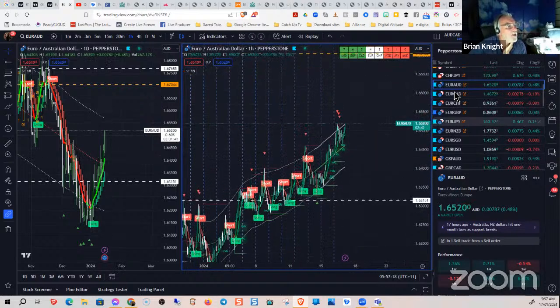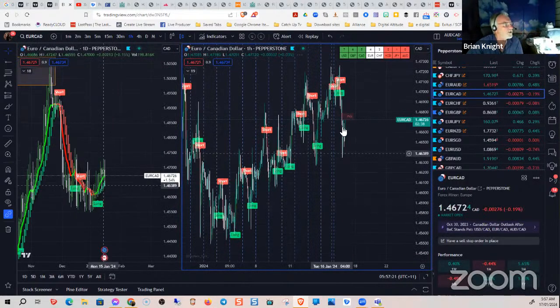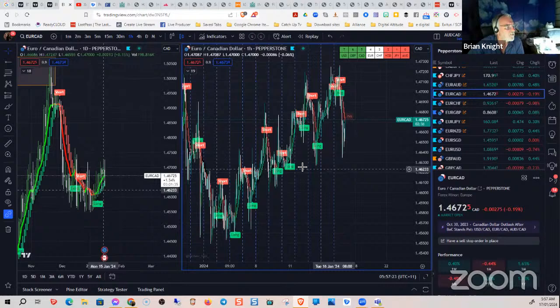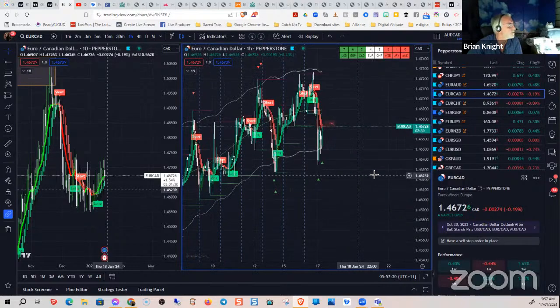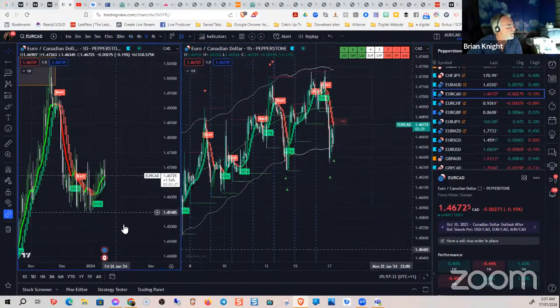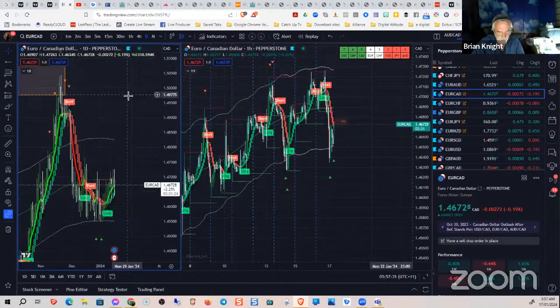We'll see. Euro CAD, has that pulled back? Yeah, it did. So obviously the CAD has strengthened. It didn't break structure down here. It might be a good time to get in. Yeah, good time for the buy on this one. Look, we got the long, and what was this one? Euro CAD.